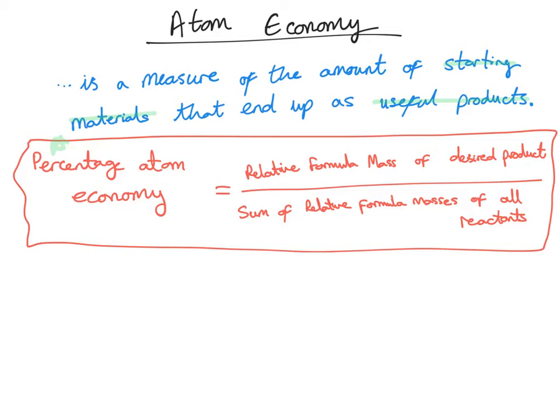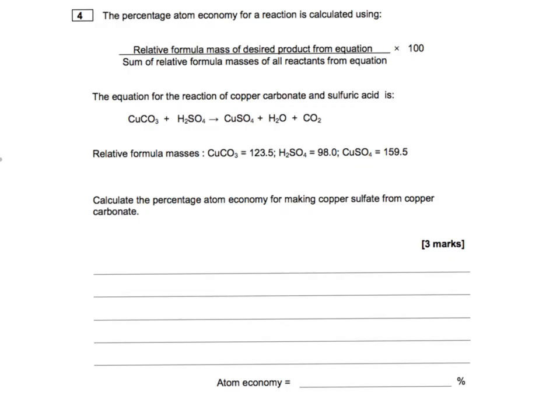So it's the relative formula mass of the desired product, not of any product, of the actual product you want. And it's the sum of relative formula masses of all the reactants. The word sum means addition. And all the reactants means everything you start with. So if you start with, for example, 2 hydrochloric acids, 2 HCl's, you use the 2 in the equation. Now let's go on to some more examples of this.